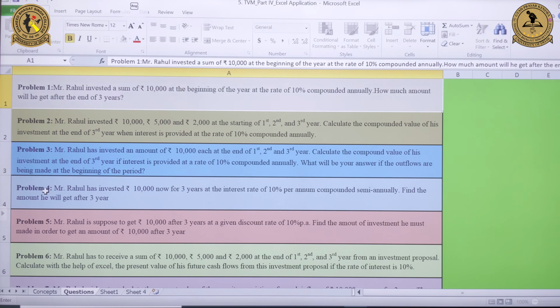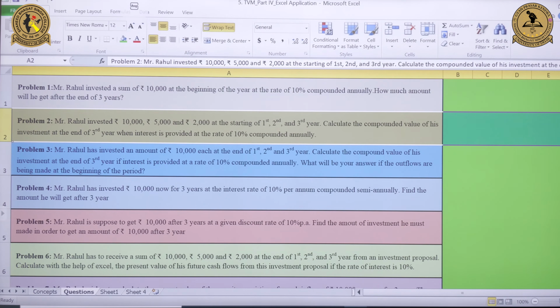Now let's focus on problem 2. Mr. Rahul has invested rupees 10,000, rupees 5,000 and rupees 2,000 at the starting of the first year, second year and third year. Calculate the compound value of investment at the end of the third year when the interest rate is 10% compounded annually. Now this is a case of future value of a series of unequal cash flows, since Mr. Rahul is investing unequal cash flows in different years: first, second and third year.